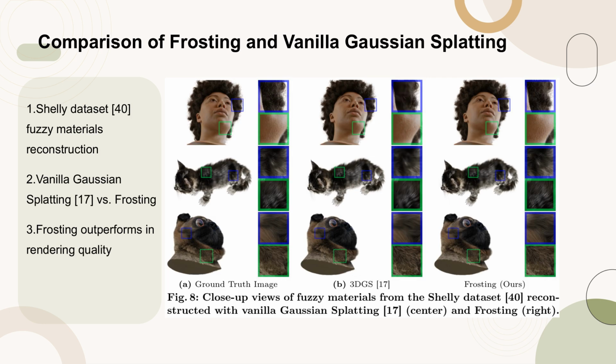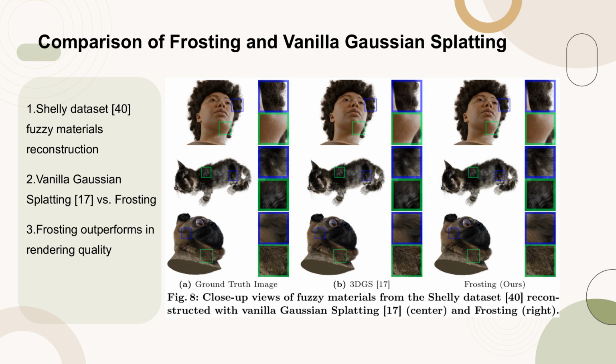Figure 8 presents close-up views of fuzzy materials from the Shelly dataset, comparing the reconstruction quality of vanilla Gaussian splatting and frosting. The center image shows the results from vanilla Gaussian splatting, while the right image displays the results from frosting. The comparison highlights that frosting significantly outperforms vanilla Gaussian splatting in rendering quality, particularly in handling challenging fuzzy materials.